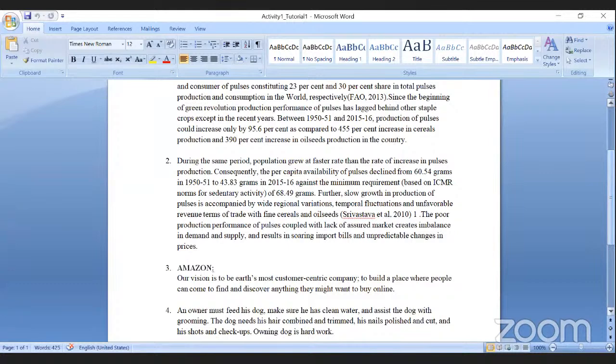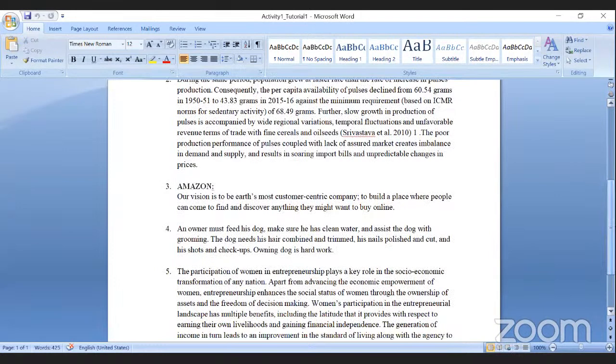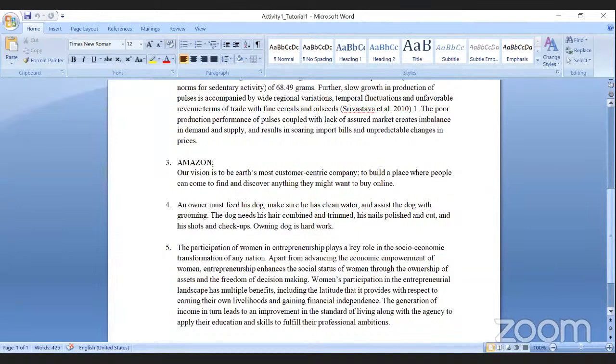Now, the next one, Amazon's. I think this is a straightforward thing. Our vision is to be Earth's most customer-centric company, to build a place where people can come to find and discover anything they might want to buy online. General to specific. General statement. No, it is also specific because it tells you where you buy it, that they can buy it online.